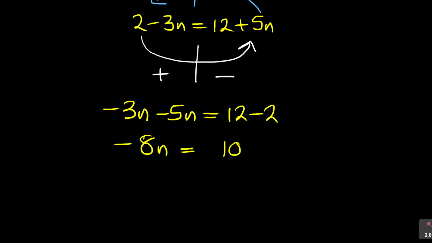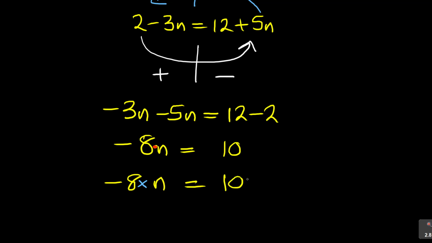It says minus 8n. What separates 8 and n? There is a dot, meaning there is a multiplication here. So in other ways, it's as good as saying I have got minus 8, and then it's times, and then it's what? N. See? Is equal to 10.